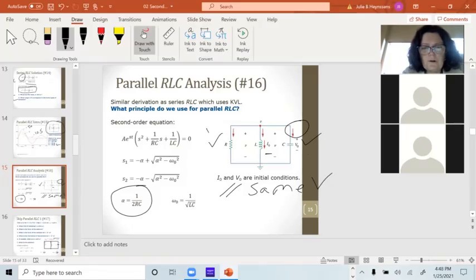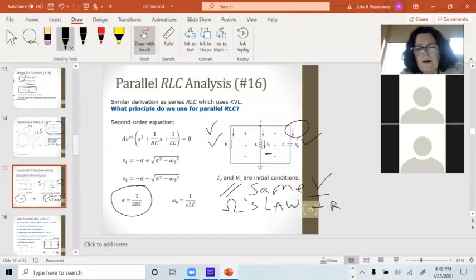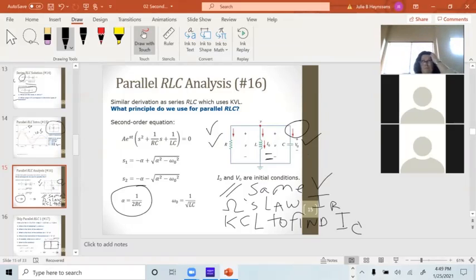Once I know the voltage across the resistor, I'm going to use Ohm's law to find the current through the resistor. Now I've got two currents: the current through the inductor and the current through the resistor. I'm going to use KCL, not KVL, in this case, which is the sum of the currents leaving the node equals 0, to find the last current. And that last unknown current will be IC. Yay, we get to do this in lab 2. Coming up next week.